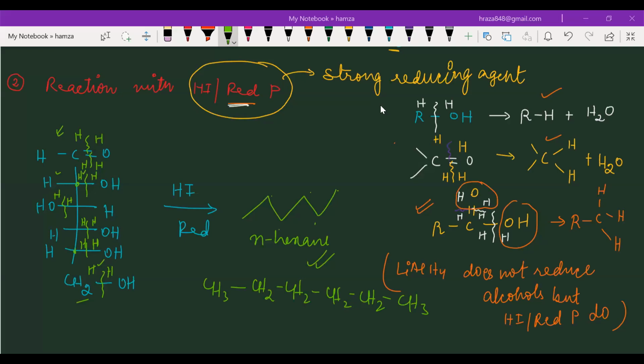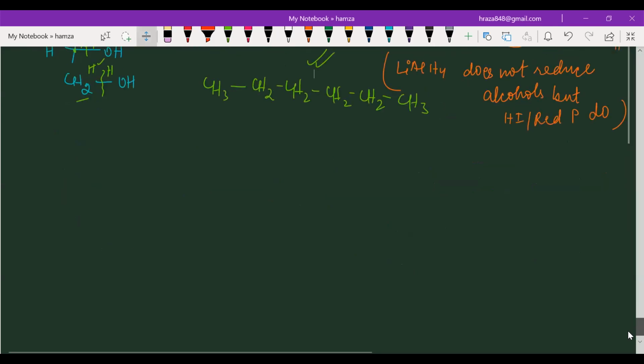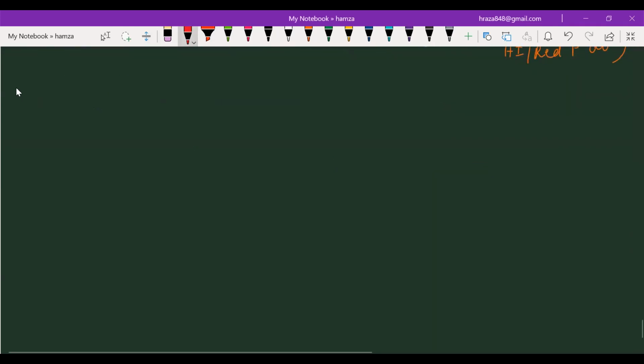Okay, I'm going to the next part of the reaction. The next part is basically the third chemical property, reaction with NH2OH. Reaction with NH2OH. So see how this NH2OH, this is known as basically hydroxylamine. Hydroxylamine.